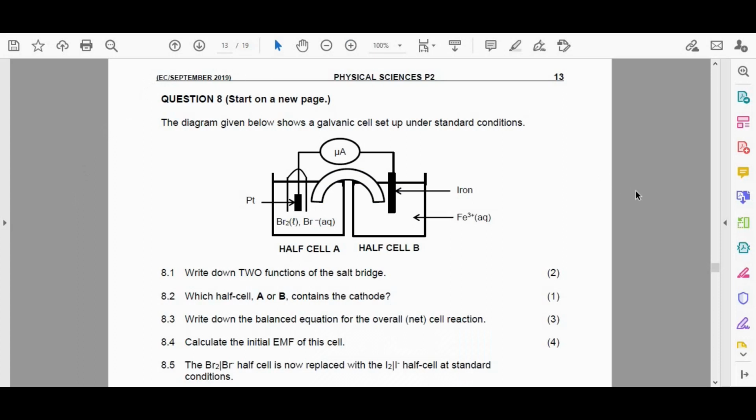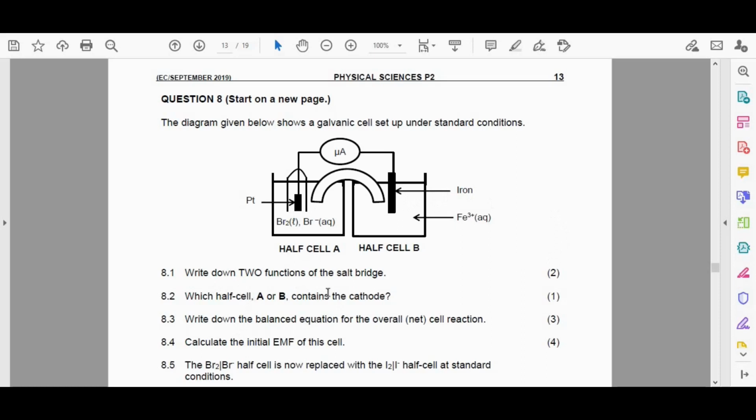This is our galvanic cell question. We have question 8. The diagram given below shows a galvanic cell set up under standard conditions. We see we have half cell A and half cell B. We can identify there's a salt bridge connected to what should be a voltmeter, and we have a platinum electrode by the looks of it and an iron electrode.